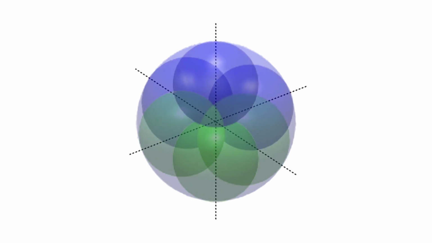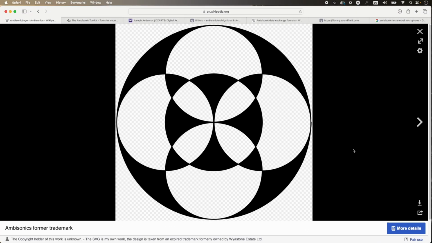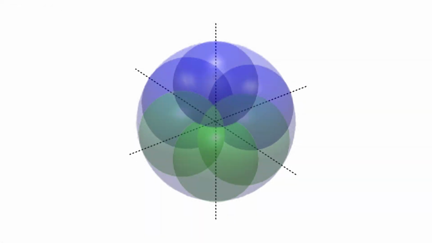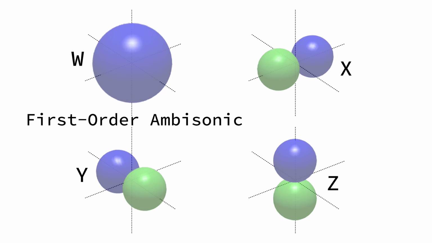And in fact, this Ambisonic logo on the Wikipedia page is supposed to represent a top-down projection of this microphone configuration. We call the omni signal W, the axial signals are called X, Y, and Z, and collectively this 4-channel signal constitutes what's called a first-order ambisonic B format signal. And it contains all the information we need to reproduce a 3-dimensional sound field.